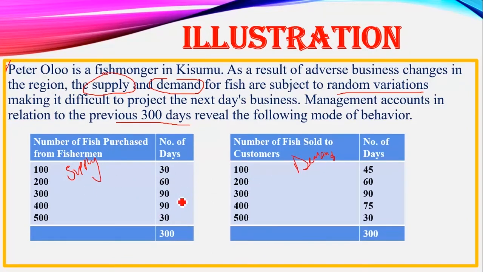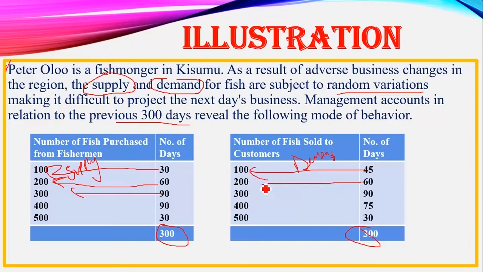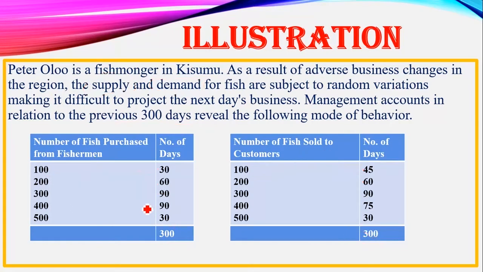So as you look at that, we are given out of 300 days. It's saying out of 300 days, in 30 days the supply was 100. In 60 days the supply was 200, etc. The same way, in 45 out of 300 days the demand was 100, and in 60 days out of the 300 the demand was 200. So you're able to get the probability of making a sale, that is on the demand, and the probability of getting a supply, that is receiving, based on the number of days that you have been given there.